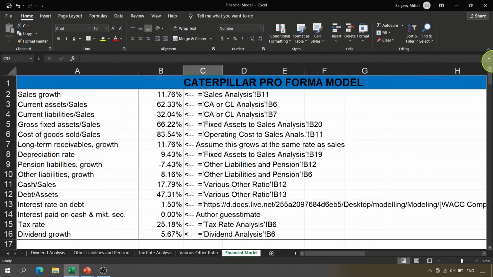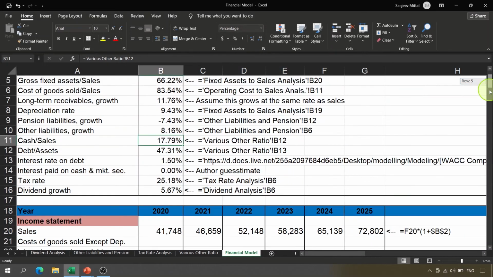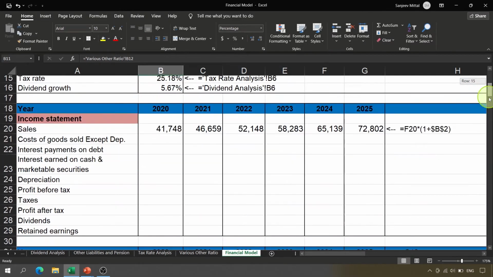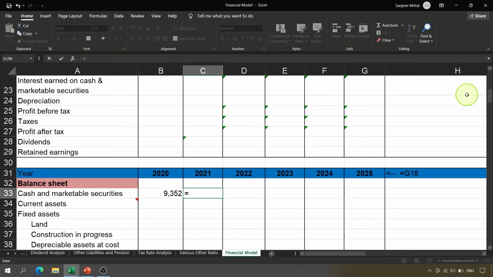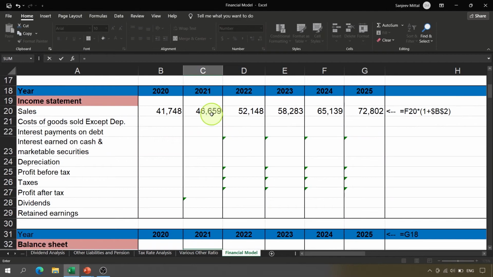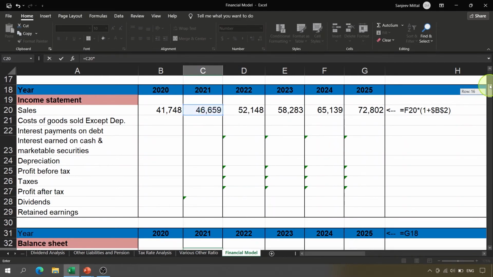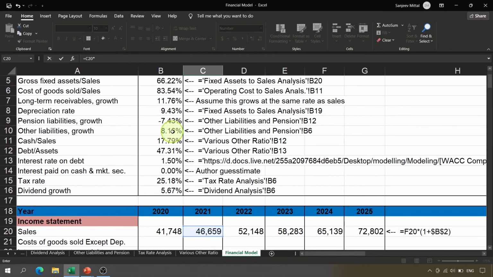Now, as we know that we have our cash to sales ratio of 17.79%, which means that our cash will be 17.79% of our sales. So I shall simply choose our sales, which is in our projected income statement, and I shall multiply this number with our 17.79%.